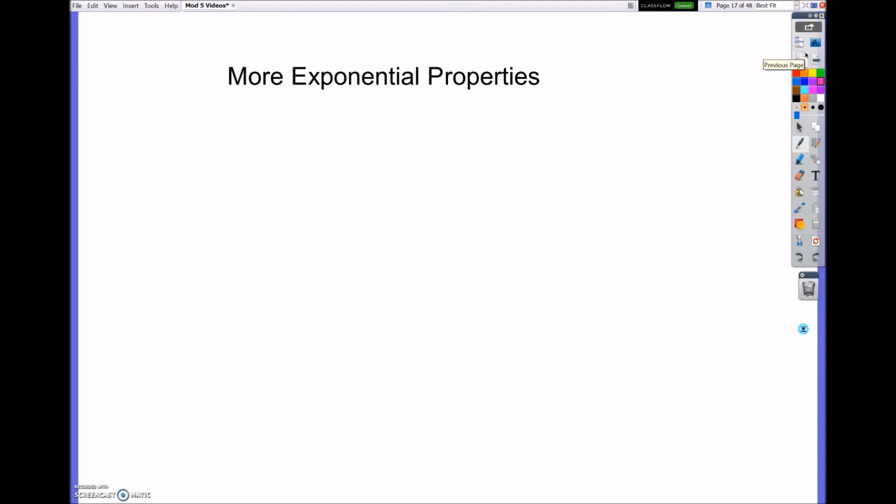Alright guys, today what we're going to be looking at is more exponent properties. So last time I saw you, we looked at what happens when we divide and multiply bases and what we do with their exponents. Now what we're going to do is look at when we have a power to a power.